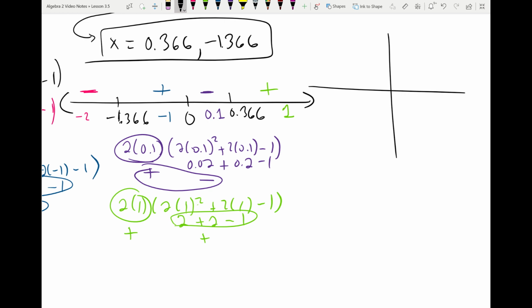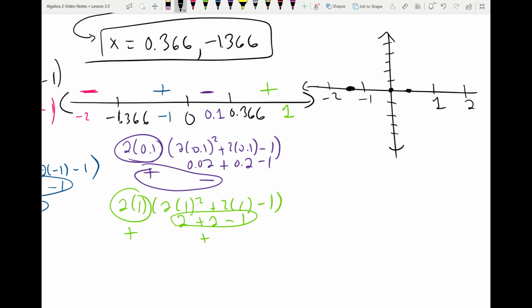So we have 0.366. Actually, I don't want to label it like that. Let's label it as 1 here, 2, negative 1, negative 2, like that. And then negative 1.366 is around here, and we know that that's a 0. We know that there's a 0 at 0. And we know there's a 0 at 0.366, which is around here.